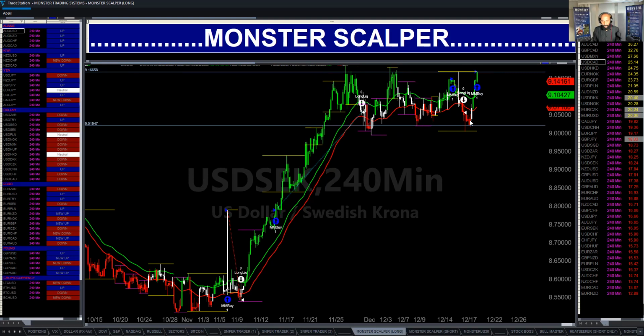Okay, if it broke support right here, what phase would this be? What phase would we be in now? Markdown. Very good, Bill. So this is a tricky area here.